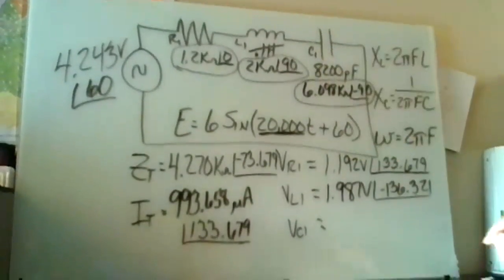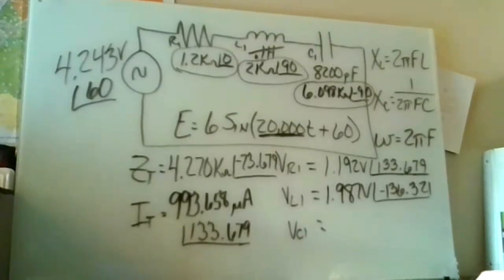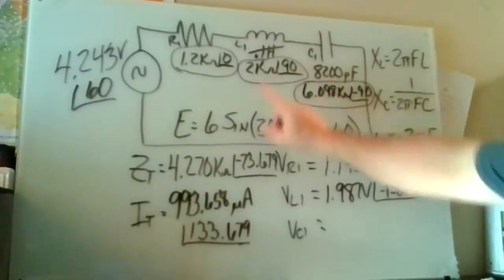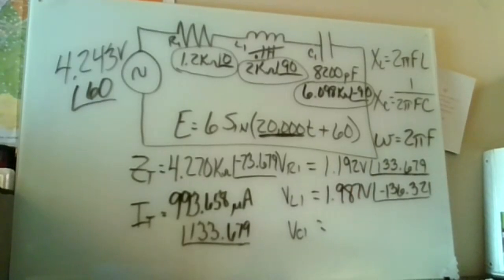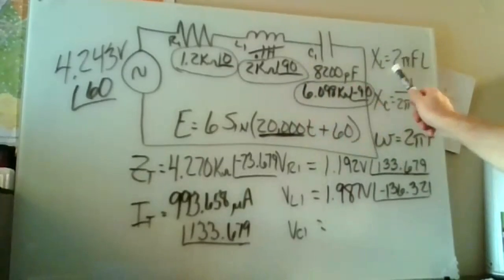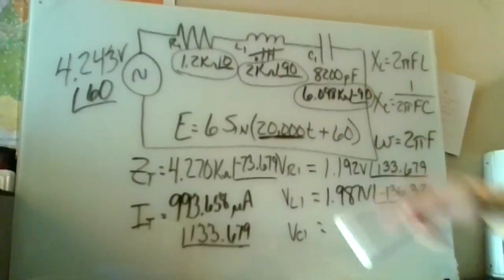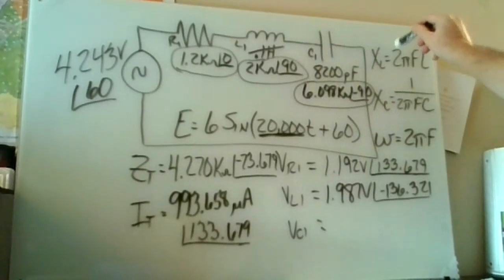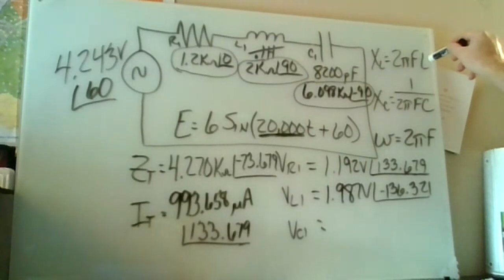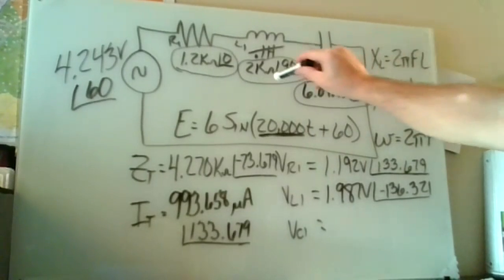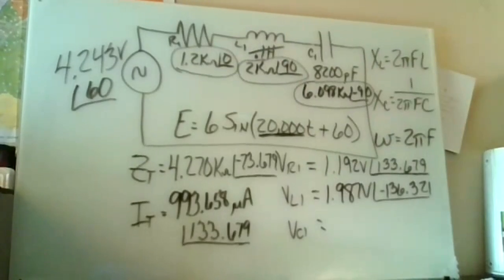Who is that speaking? Jason, did you use 2K ohms at an angle of 90? I did not. 2K ohms at an angle of 90 times your I, and you should get that. Where did the 2K ohms with an angle of 90 come from? That's where you found X of L. Because we can't use the Henry, we got to find the X of L value, which when we put 20,000 times 0.1, it came out to 2K ohms at an angle of 90.